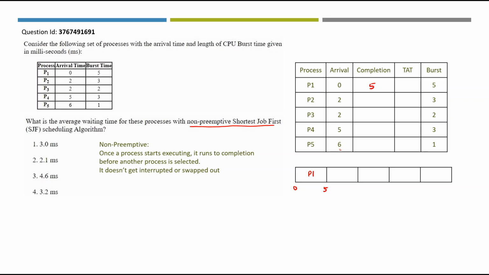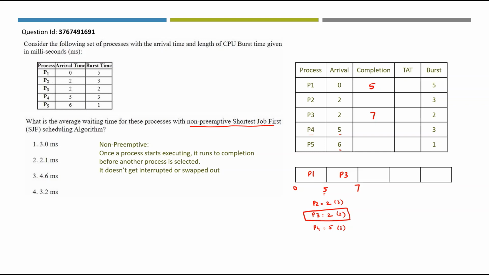P2 has arrived at 2. P3 has arrived at 2. Since the time is actually 5 milliseconds, P4 has also arrived at 5 milliseconds. So we will have P4 equal to 5. Now just consider the burst time alone. P2 is 3, P3 is 2 and P4 is 3. Which is having the shortest job here? P3 is having the shortest job. So P3 will be selected next. For how much burst time should it execute? For 2 burst time. So 5 plus 2 will give you 7. The completion time of P3 will be 7.